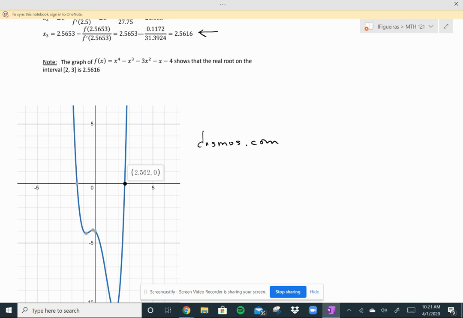So now you should try the homework. You definitely will need a calculator to do this work.